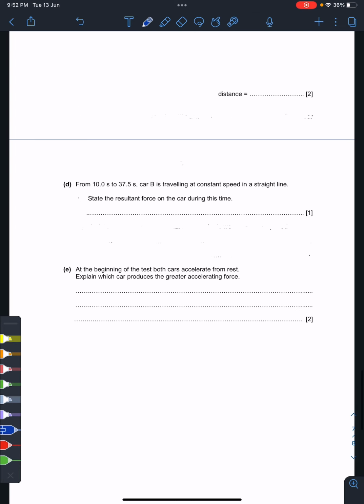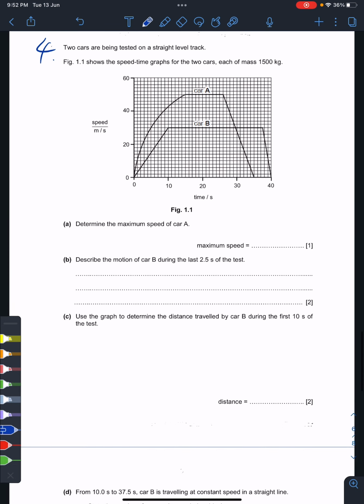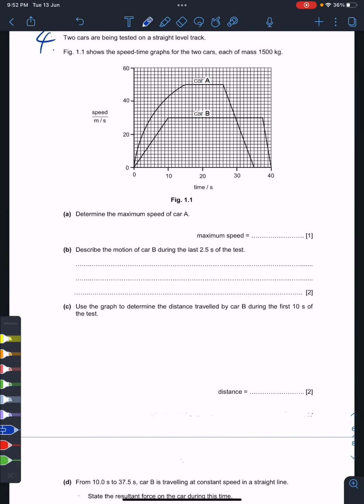Okay, let's take a look at the last question. So you're on a straight level track. The maximum speed of car A, isn't it just 50 meter per second? You just read off the graph. Maximum 50. 3 marks. Describe the motion. It's something that they love to test. So you need to talk about speed, and you need to talk about acceleration. That's what we usually expect. So let's take a look.